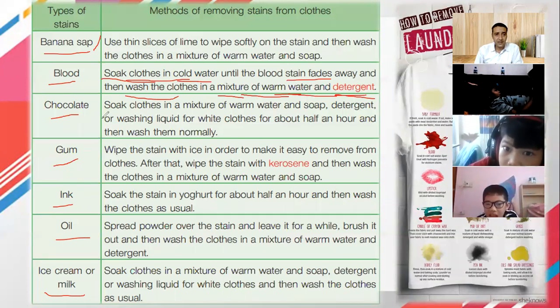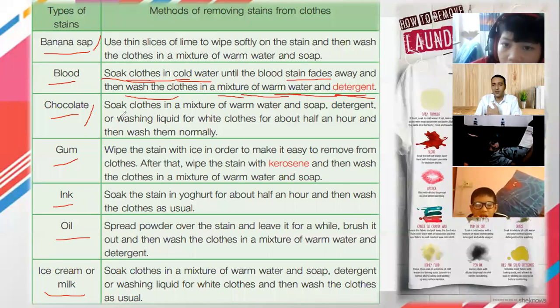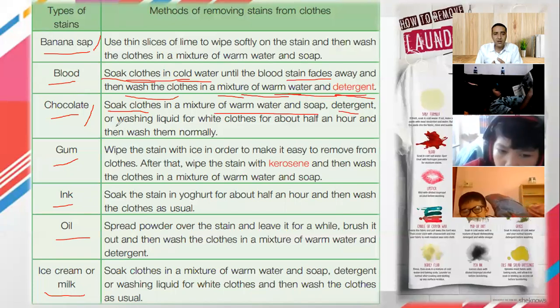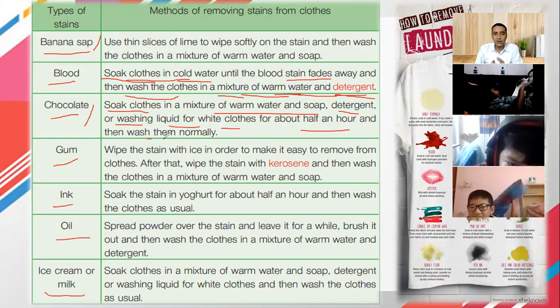Now, the third one, chocolate. If you have a chocolate stain on your clothes, what are we gonna do? We will soak clothes in a mixture of warm water and soap, detergent or washing liquid for white clothes, for about half an hour, and then wash normally.